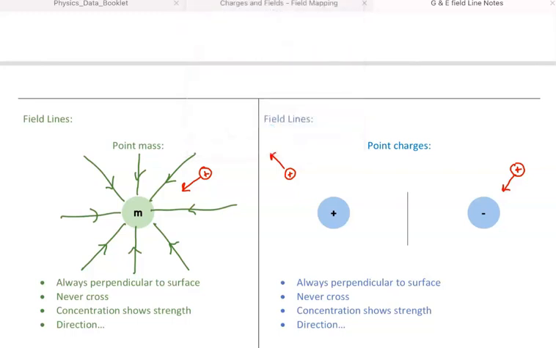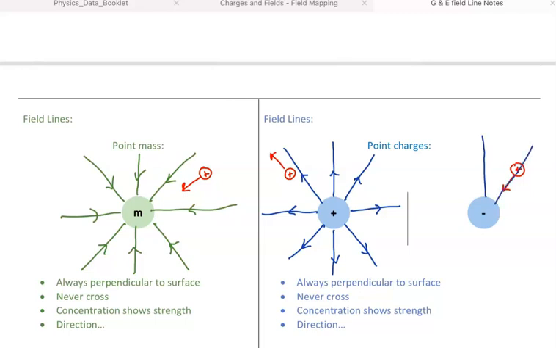For a point charge, well, we've already kind of imagined: if we placed a positive charge anywhere around this, it would feel a repelling electric field. And for a negative point charge, if we placed a positive charge anywhere, it would feel an attractive force.